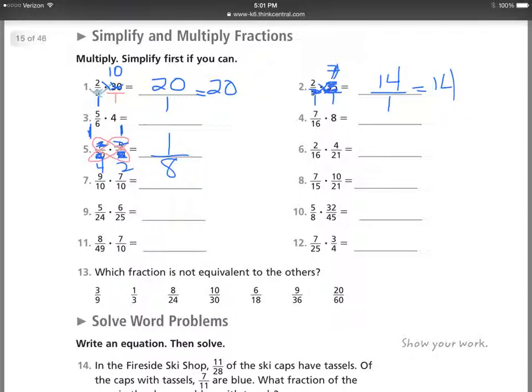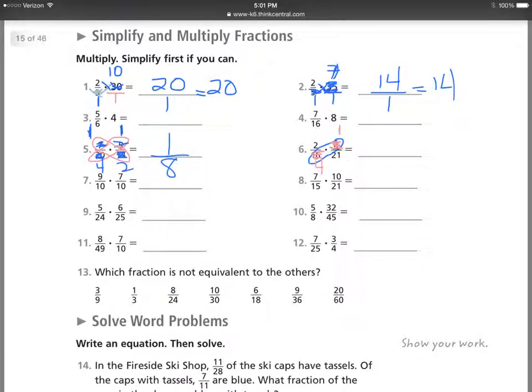Number 6, I'm going to be looking at my 4 and my 16. And again, I'm looking at 4 to see if I can divide 4 into 16, and you can. So 4 is going to be my best number. I could have started with the number 2, but that would not have been my best number, and I would have had to do it twice. This way, 4 goes into 4 once. There's no way to simplify 1. 4 goes into 16 4 times.